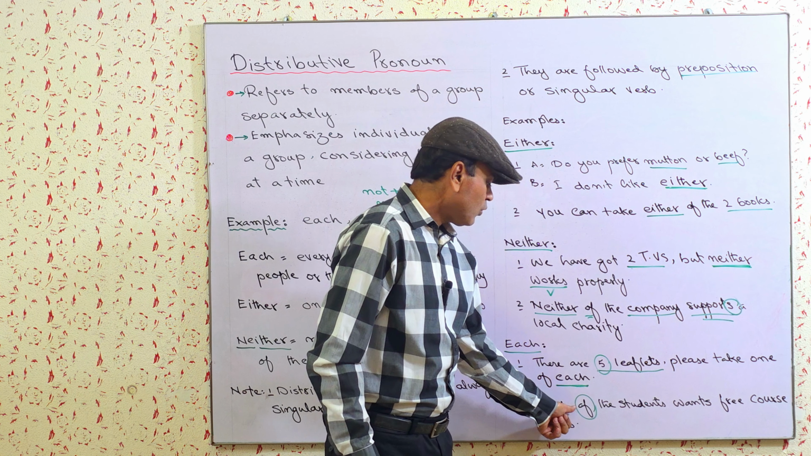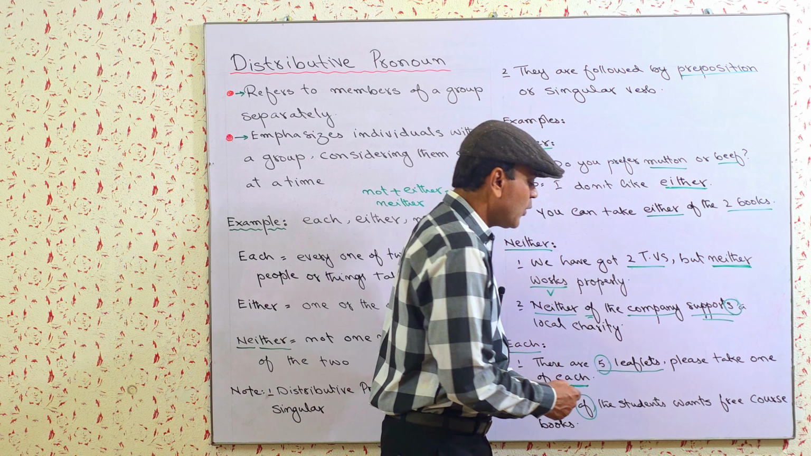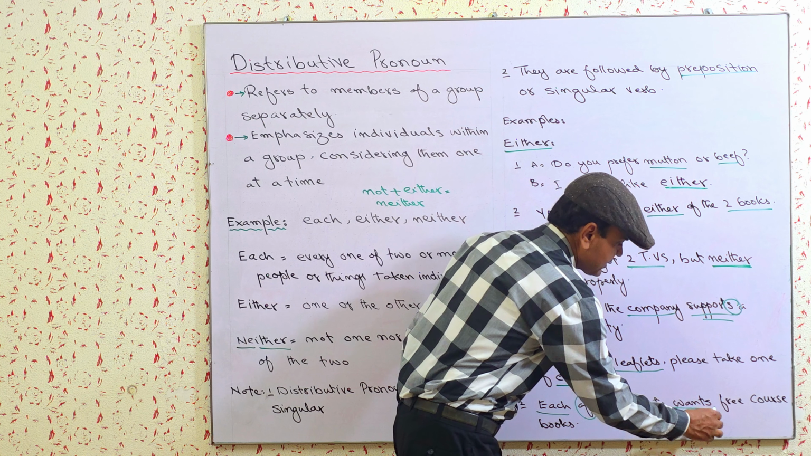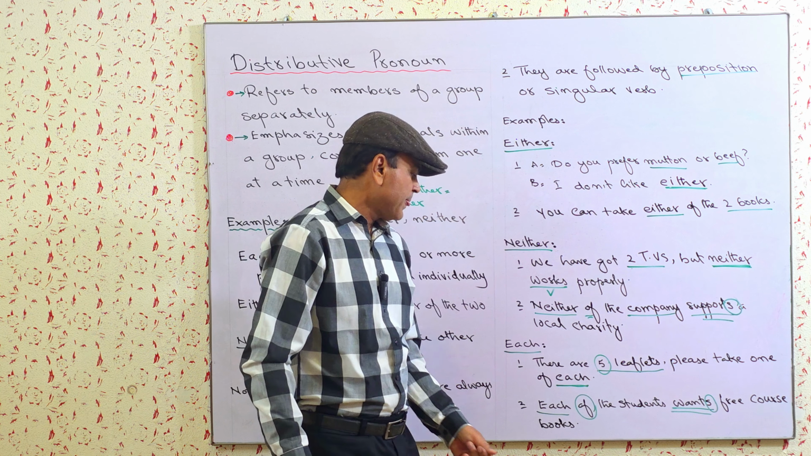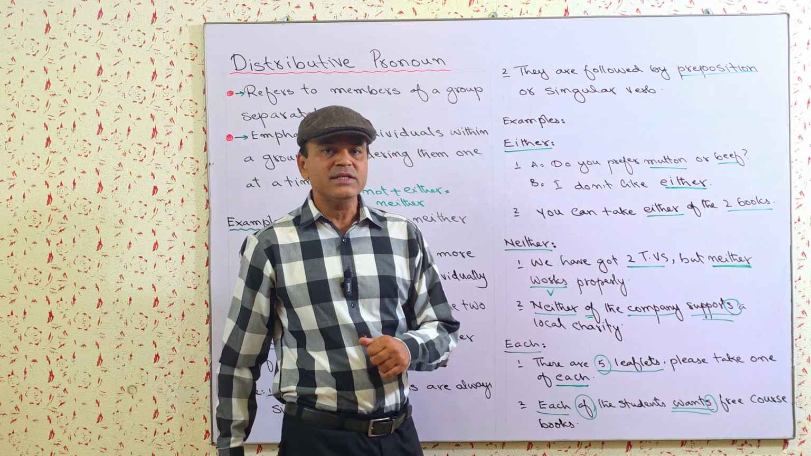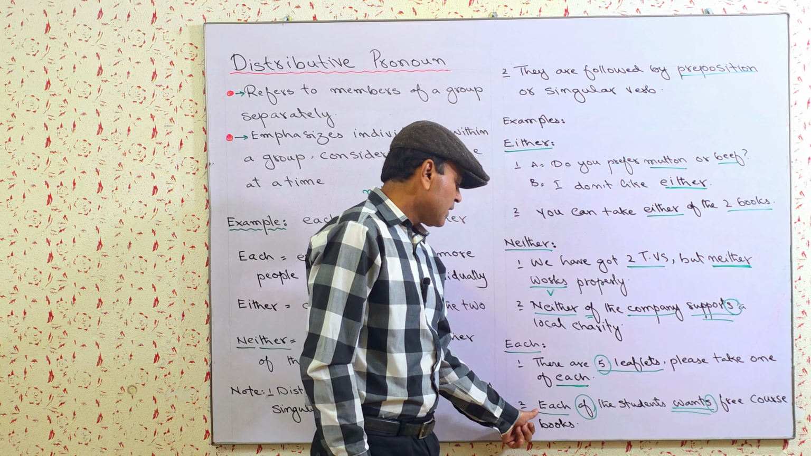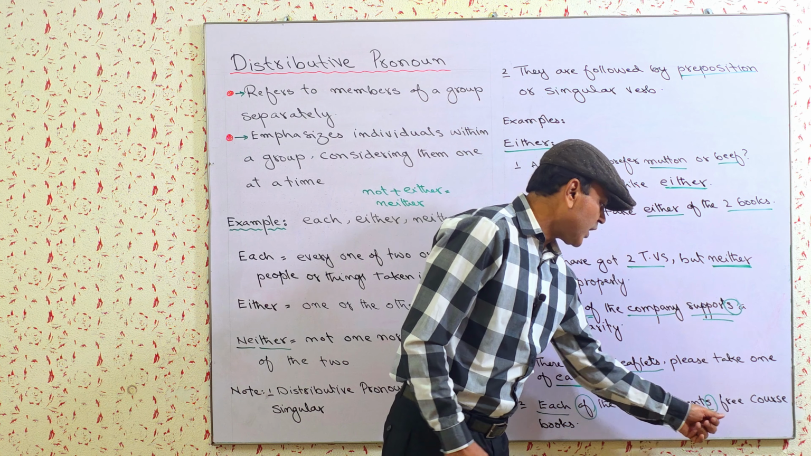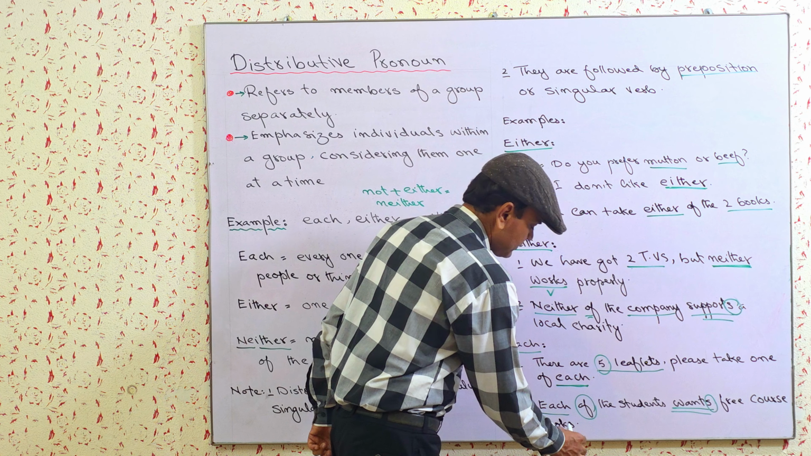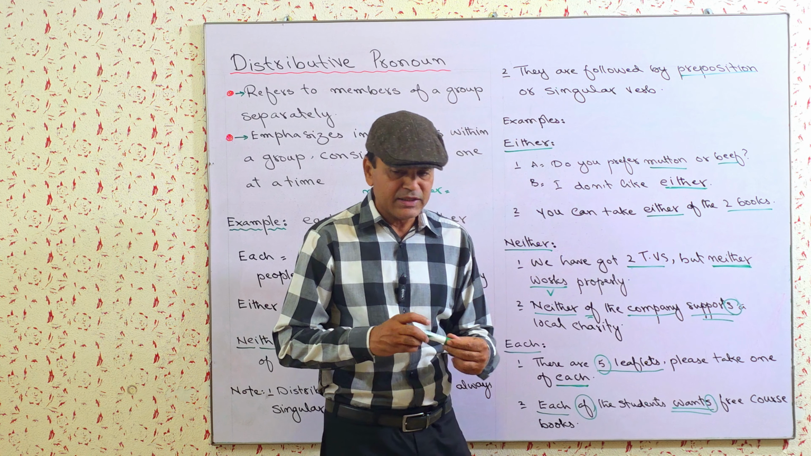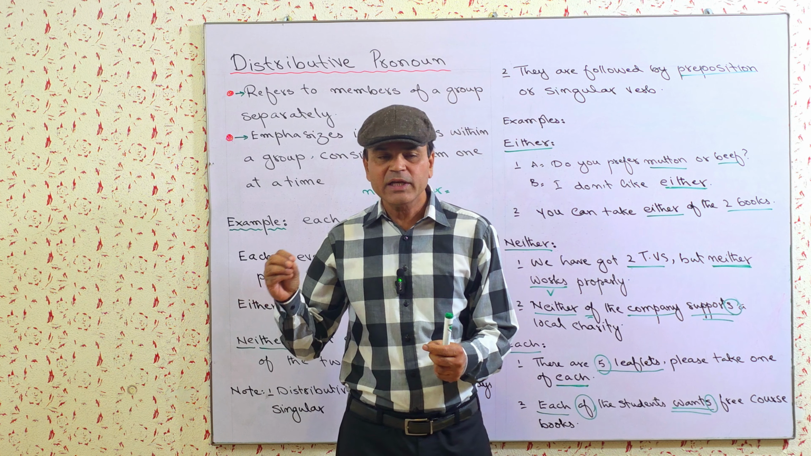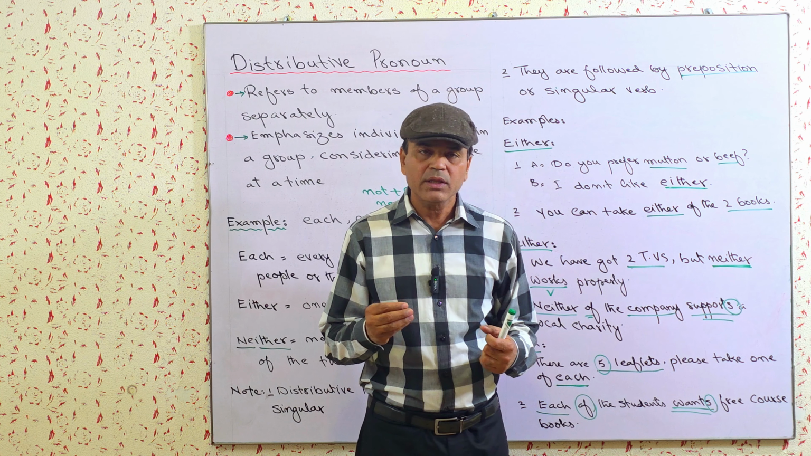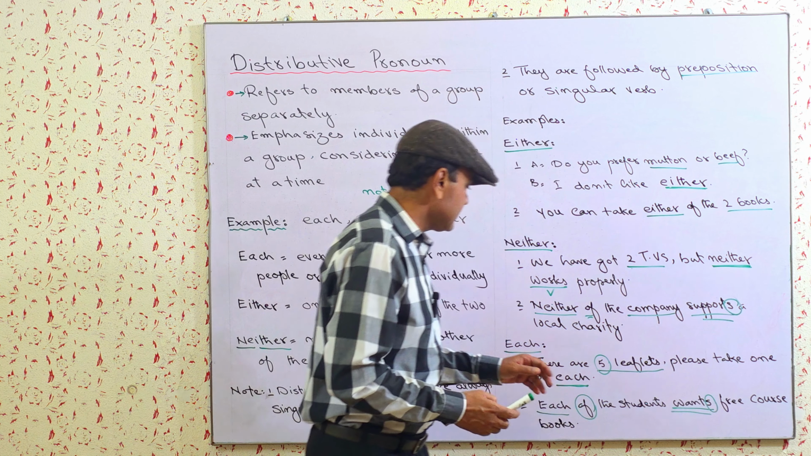So each of the students wants, again please mark this thing, wants. We add s or es to the verb when the subject of the sentence is singular. So each of the students wants free course books. So here the sense of the sentence is not the whole group but each one of them. And mostly when we use each, there is a little emphasis in our sense.